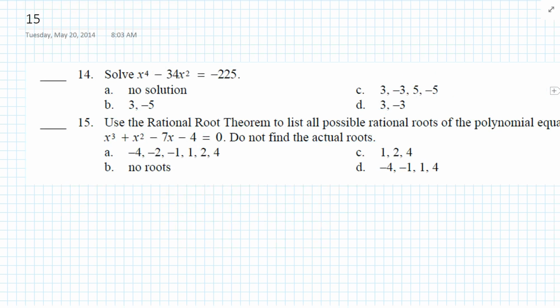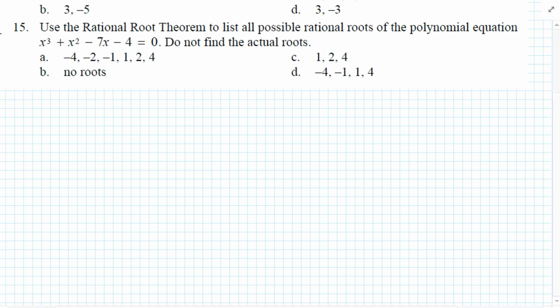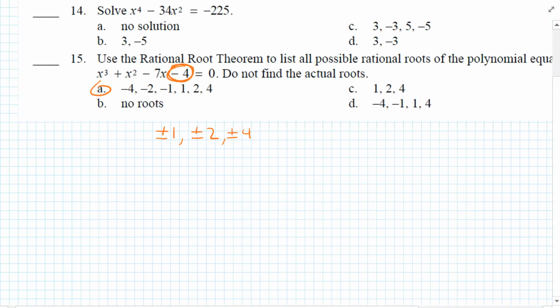Number 15. Okay, use the rational root theorem to list all the possible rational roots of the polynomial equation x cubed plus x squared minus 7x minus 4. It says do not find the roots, it's just find all the possible roots. Well, it's going to be all the factors of negative 4 over 1. So it's going to be plus or minus 1, plus or minus 2, plus or minus 4. So we should have 6 answers. Answer's A.